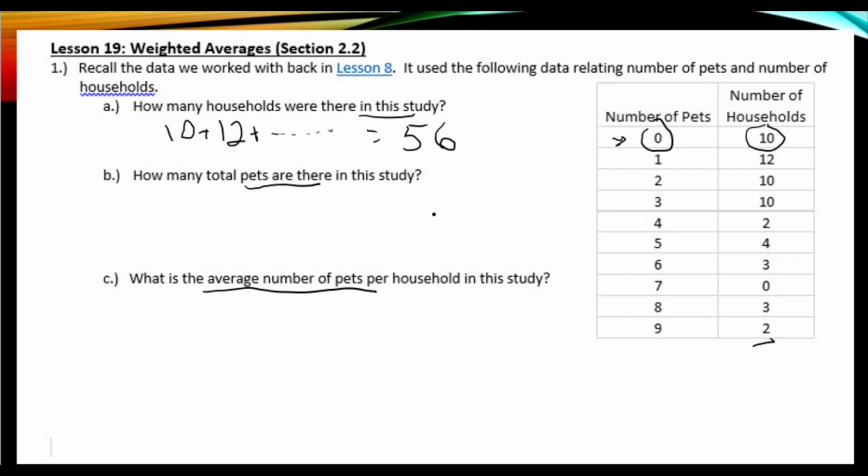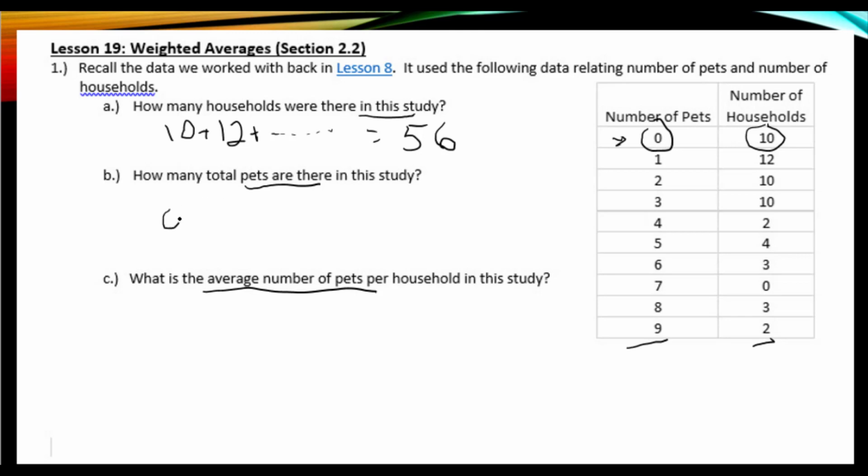This is where some students make a mistake. Some students are tempted to go here and say, well, the total amount of pets is, add these up. But that would be a very critical error. Because, for instance, 10 households had no pets. So that would be 0 pets to start with.